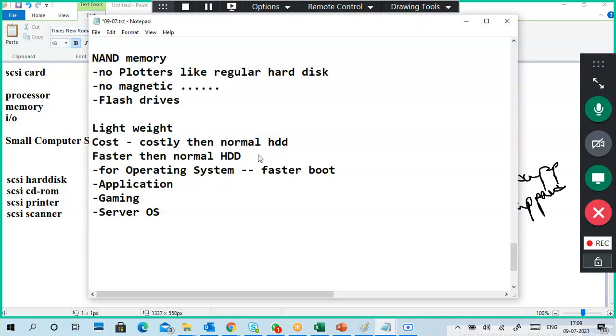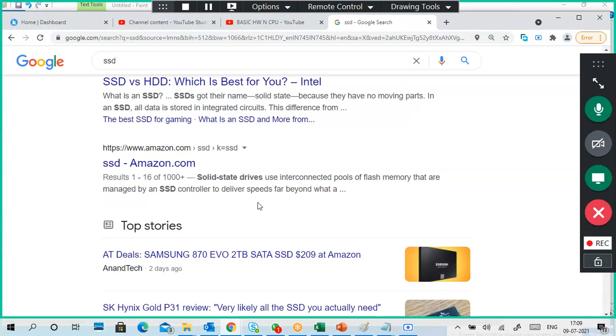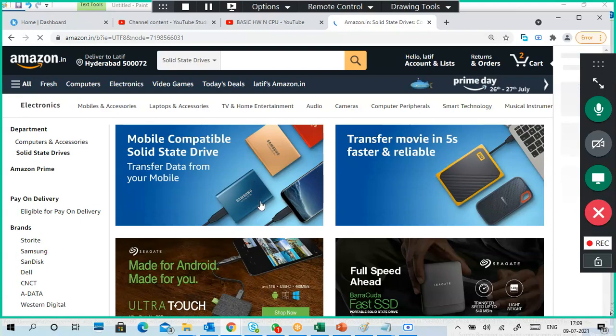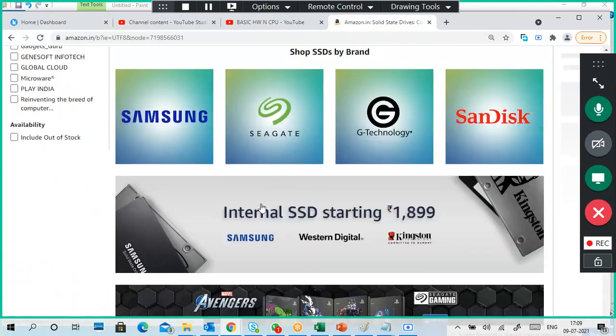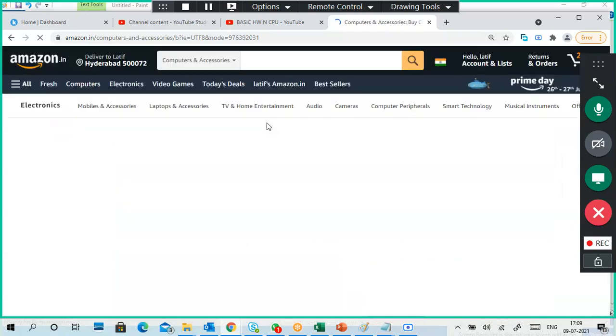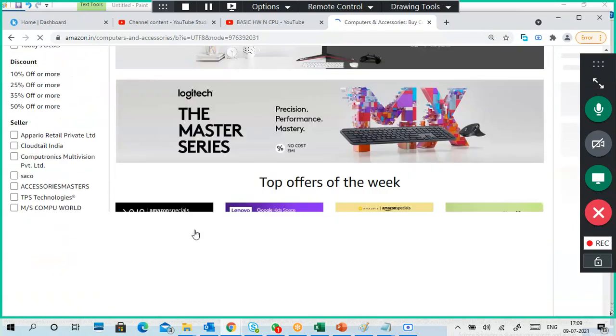New techniques are there, like M.2 kind of stuff is also there. If you want to go with SSDs, different types of SSDs, it's better to go to Amazon or Flipkart, and then you can see the different types of SSD. Internal SSDs are there, external SSDs also there. It is starting at 1800, 1900.